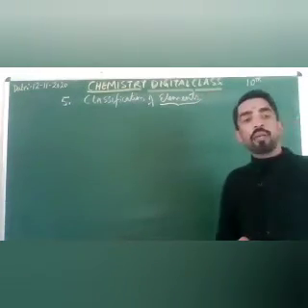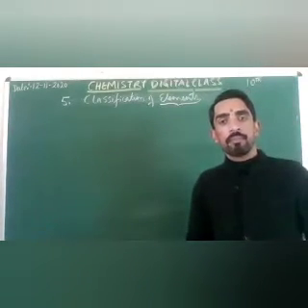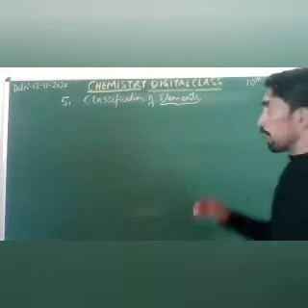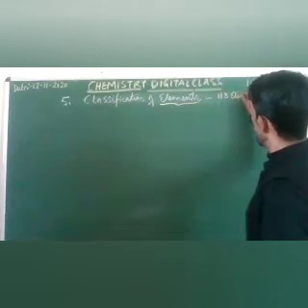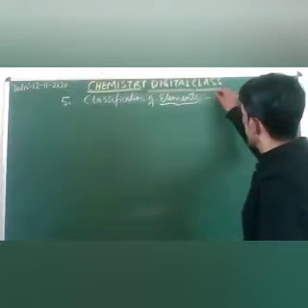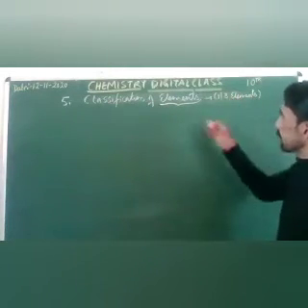So can you tell me how many elements are there at present, till date? How many elements have been discovered? 118. Okay, you know there are a total of 118 elements in our surroundings. Now the next question raised in your mind is how we can classify these elements.